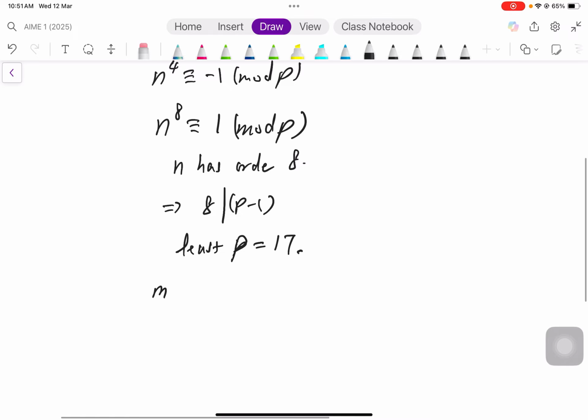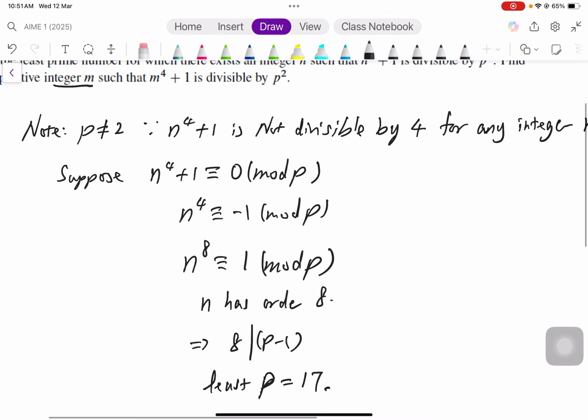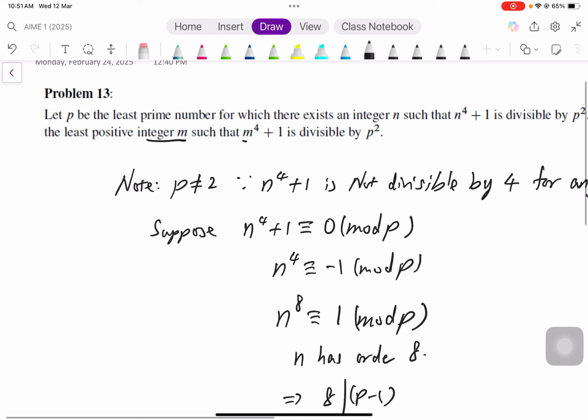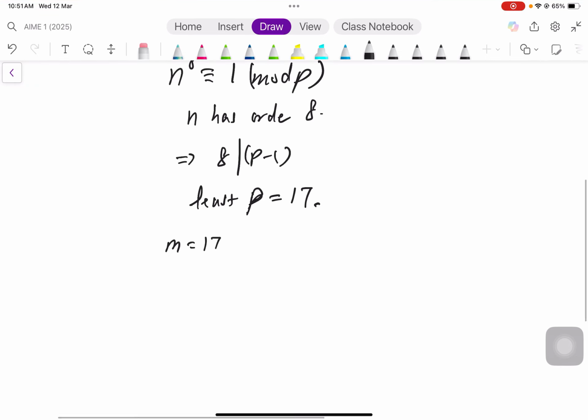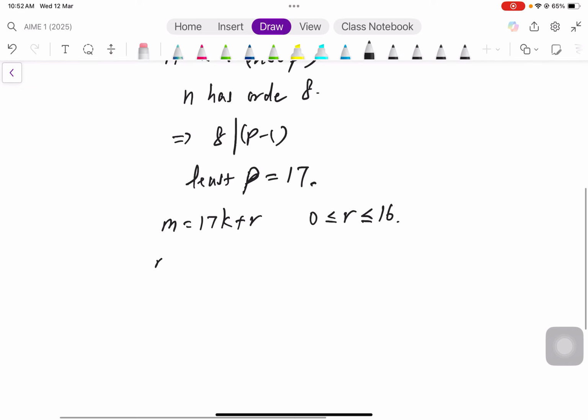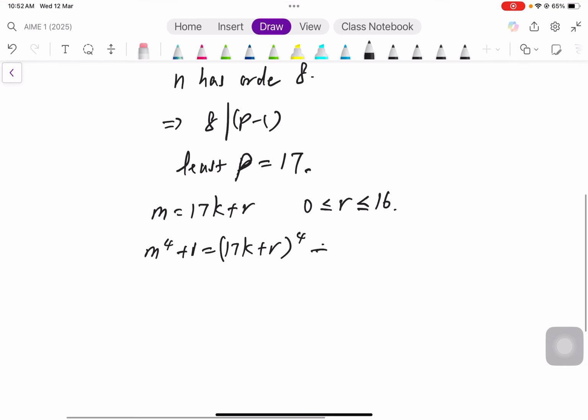That means the smallest integer m, such that m to the power of 4 plus 1 is divisible by p squared, must be equal to 17k plus r, where r is a remainder, greater than or equal to 0 and less than or equal to 16. Now we can use the binomial theorem. n to the power of 4 plus 1 is equal to (17k plus r) raised to the power of 4, plus 1.